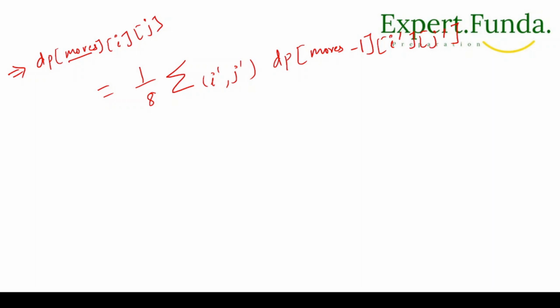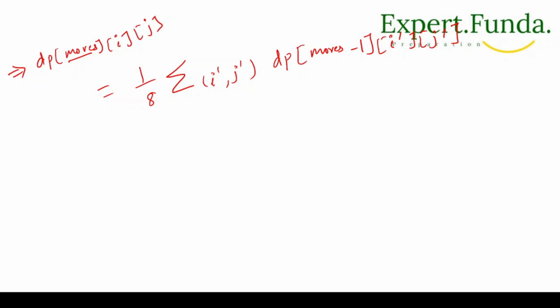And the current cell is ij, and that's why we sum up the probabilities for all the 8 neighboring cells and divide the result by 8, since there are 8 possible moves for the knight, right? So by considering all the possible directions and summing up the probabilities from the neighboring cells, we obtain the probability of being at cell i and j. So after moves, it will become dp at moves i and j. It will become 1 by 8 of the probability we are going to find for dp moves minus 1 i dash j dash, correct?